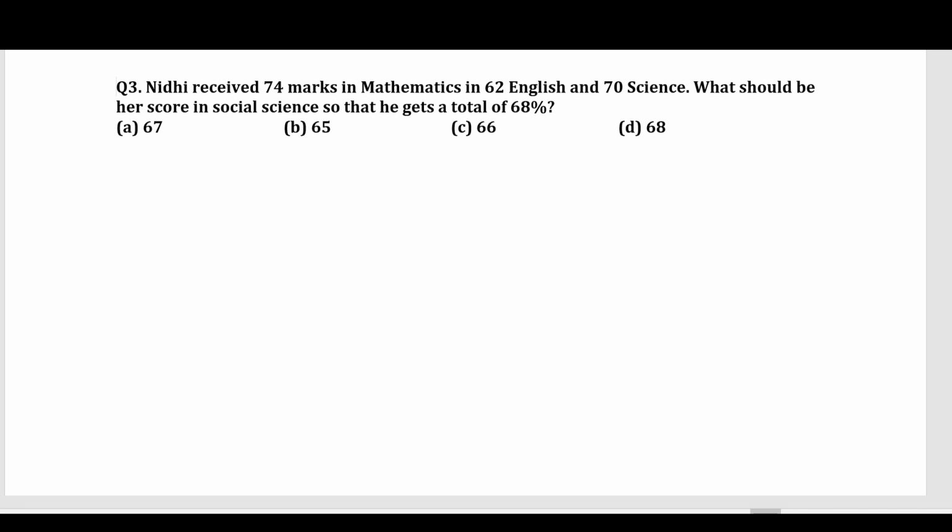Question number 3. Nidhi received 74 marks in mathematics, 62 in English, and 70 in science. What should be her score in social science so that she gets a total of 68%? Maths is 74, English is 62, and science is 70.